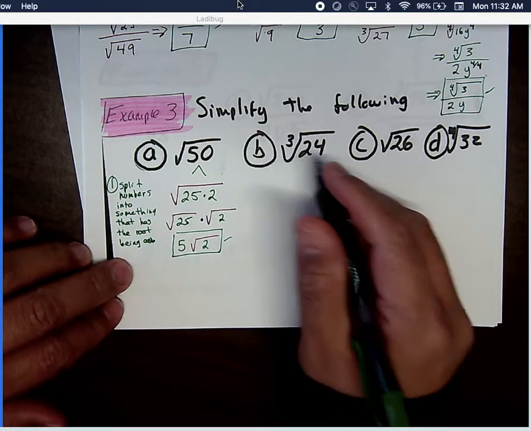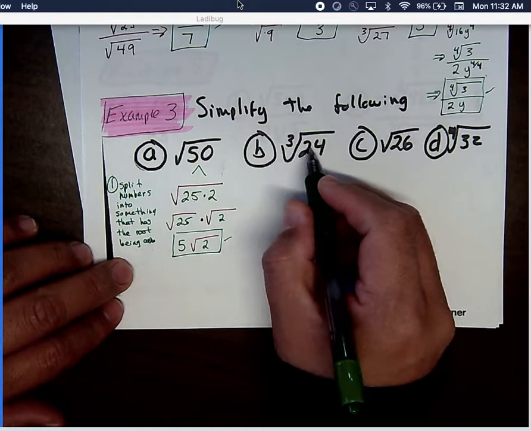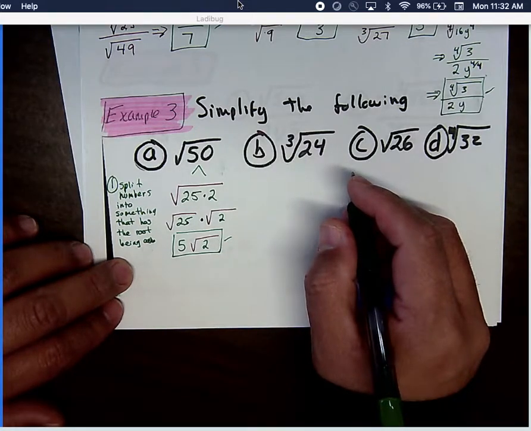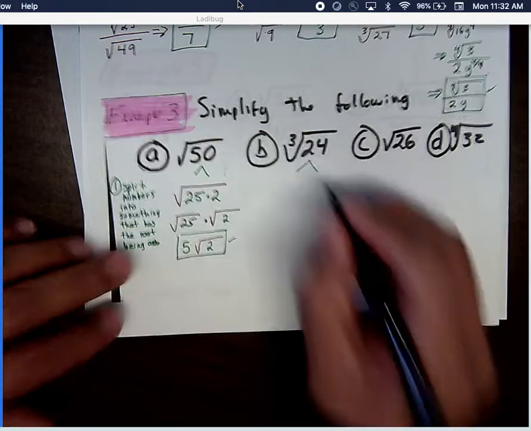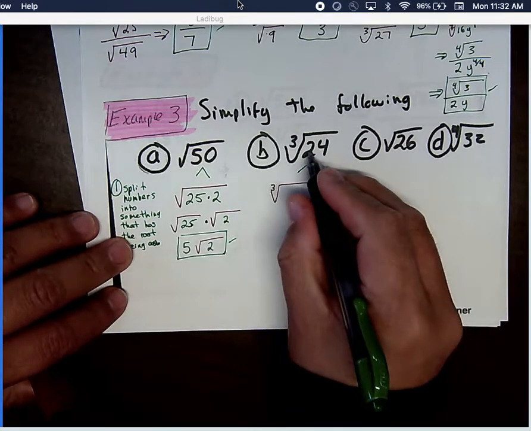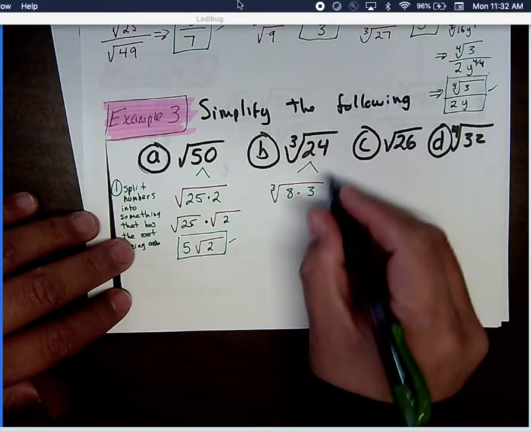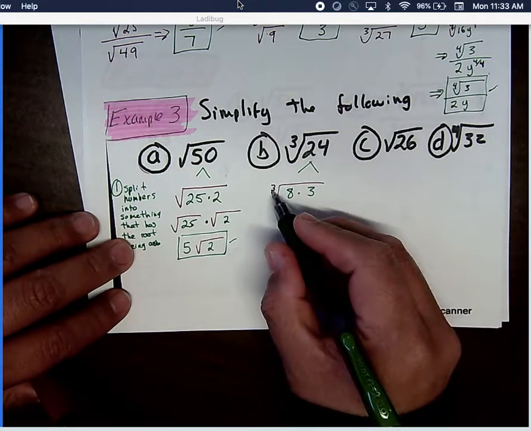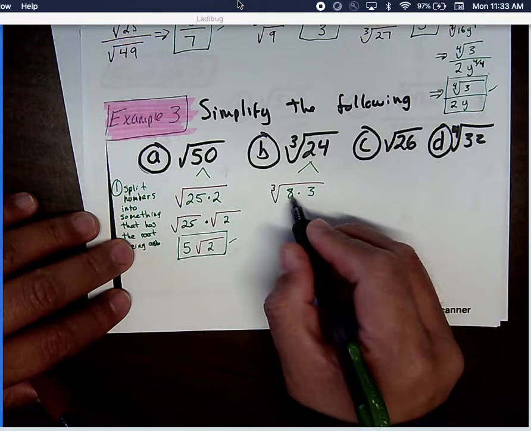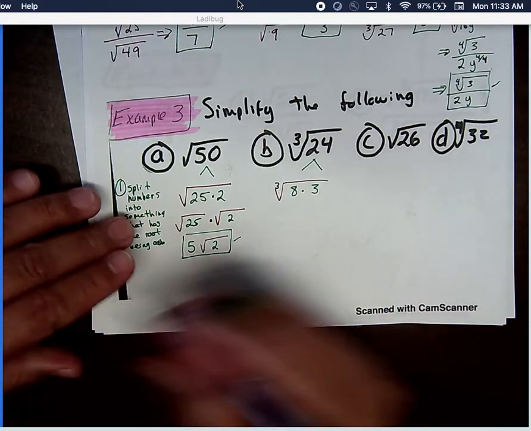Now B. So again, think about something that you can do to this number where you would have a cube root. And I can think of something really quick. So let me rewrite it. That one has a 3 here as the index, the root. I know it's 8 times 3. It's also 6 times 4, but I'm thinking about the cube root. 6 doesn't have a cube root, 4 doesn't have a cube root, but 8 times 3 also gives you 24, and 8 does have a cube root. So now let's separate them.